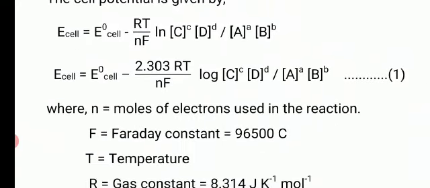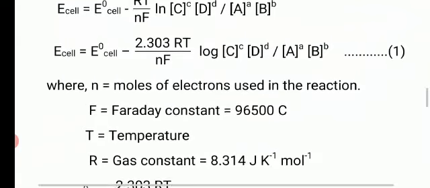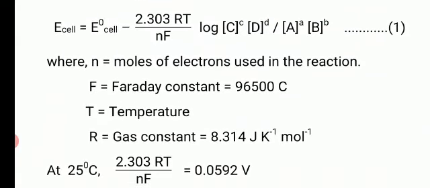ओके, जहाँ पे n representing moles of electron used in the reaction, जो small n है over here in this equation 1, that representing the moles of electron used in the reaction. F यानी बच्चों Faraday's constant, F is the Faraday's constant, उसकी वैल्यू है 96500. T is the temperature, R is the gas constant, R की वैल्यू 8.314 लेंगे हम लोग.